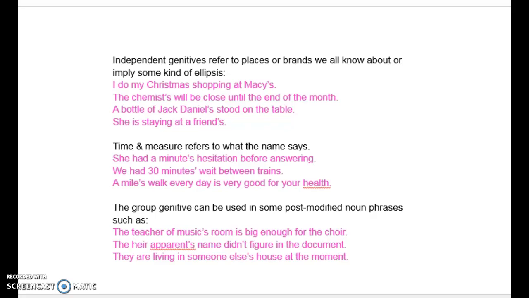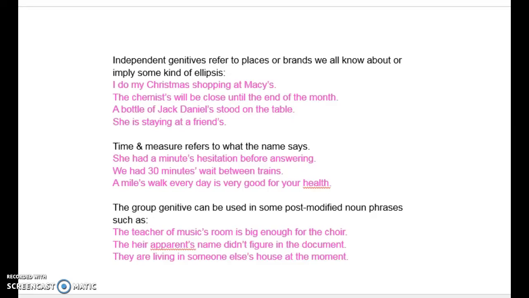So there you have the chemists, and it means that the shop belongs to the chemist, yes? Or you have a bottle of Jack Daniels stood on a table, and we know that Jack Daniels is a brand for whiskey. There you have the other one that says she's staying at her friend's, and here we have an apostrophe S because we are referring to a friend's house.